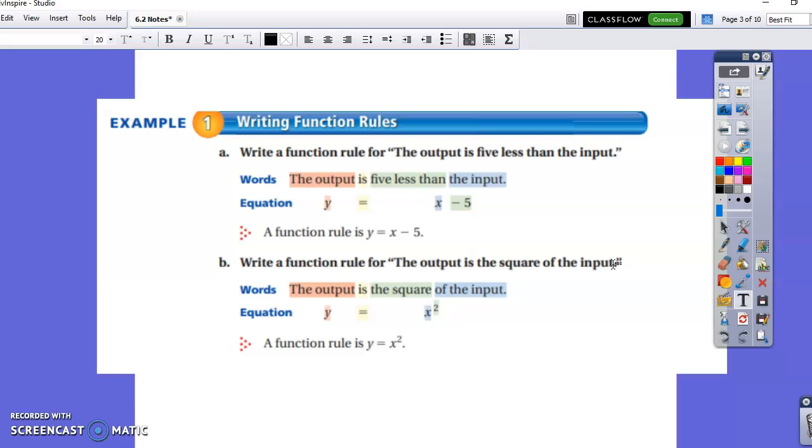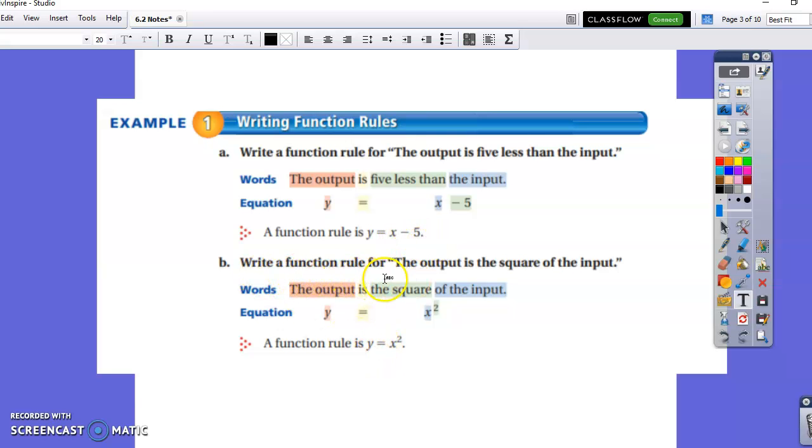It says write a function rule for the output is 5 less than the input. Okay, so the output, remember, is your y, is 5 less than the input. So that means whatever the input is, you have to take 5 away from that. It's 5 less than that. So your input is x and you minus 5. So the function rule would be y equals x minus 5.